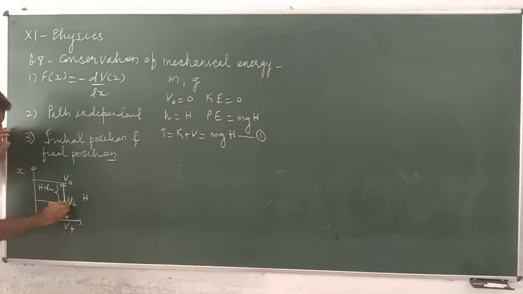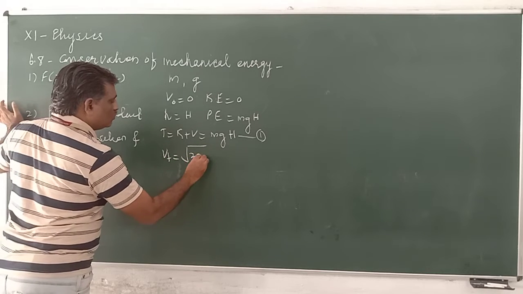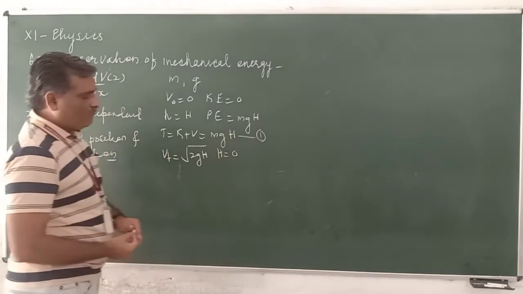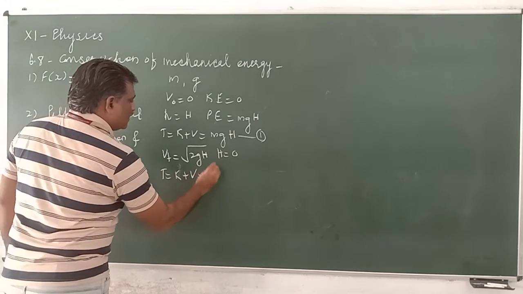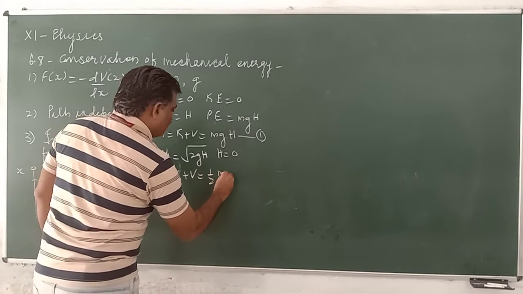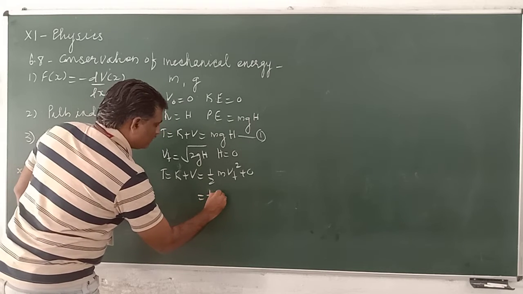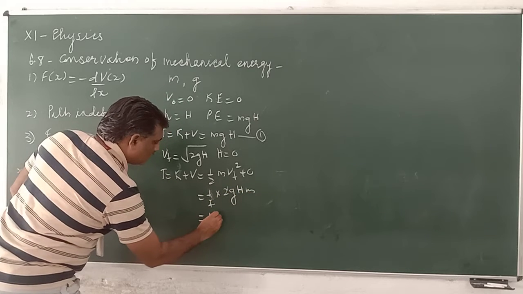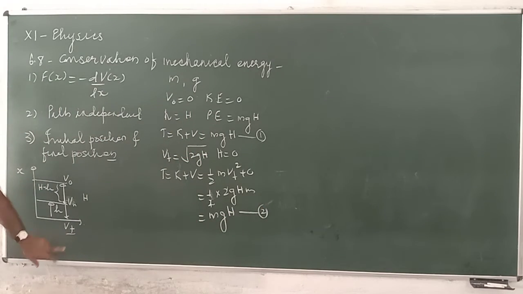Now it comes down up to this one. Let us see at the final position. V final is equal to under root 2gH. But h is equal to 0. So total energy is kinetic plus potential. That is again half m V final square plus 0, which is equal to half m 2gH, where the 2 gets cancelled. So total energy is mgH at this point.